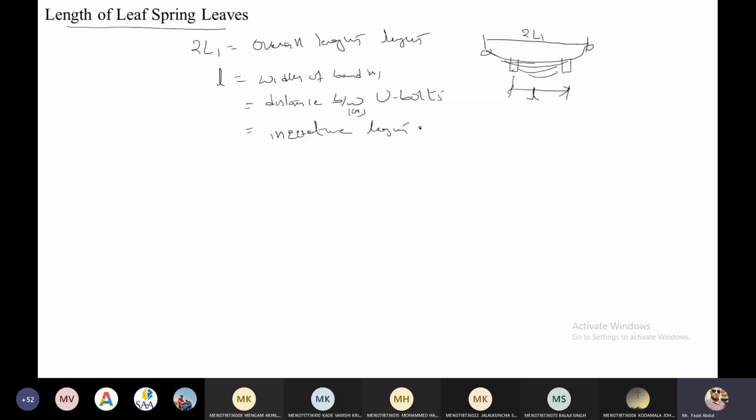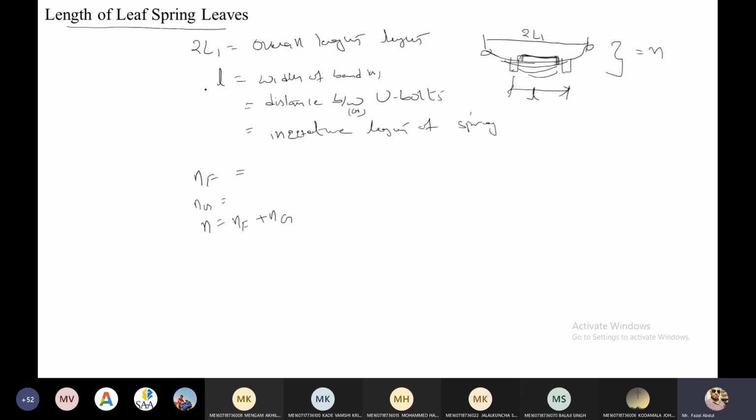Ineffective length of the spring. Ineffective length means from this region to this region, the spring length is known as ineffective length. And NF means number of full length leaves, and NG means number of graduated leaves. And small n represents the total number of leaves, that is NF plus NG. Full length leaves plus graduated leaves, if we sum them all, that represents n.